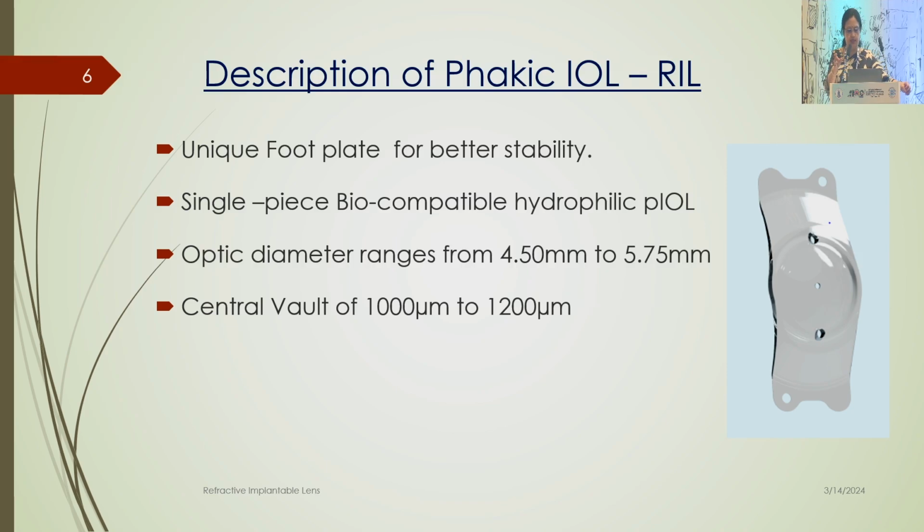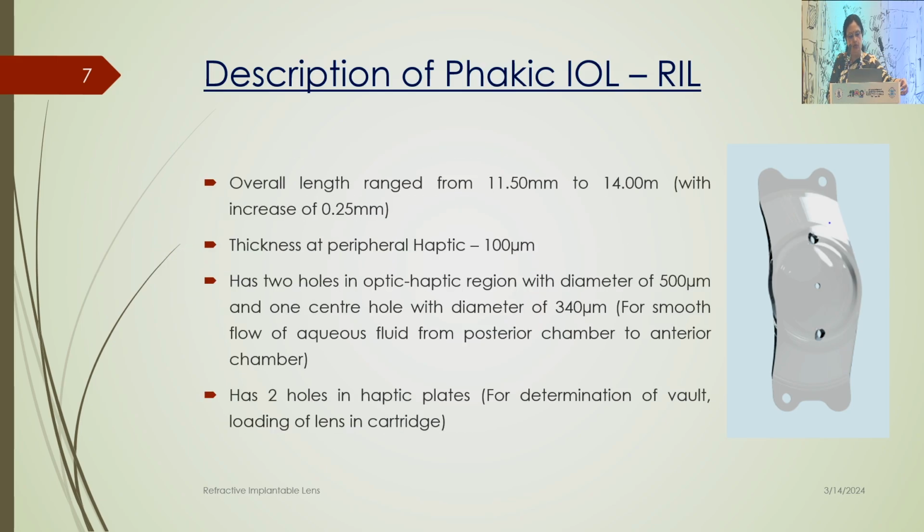I think most of the lenses form almost the same design, whether it is an ICL or IPCL or Biotech or RIL. Most of them have almost the same design. It only depends upon how accurate the power balances are and how good they are in preventing any pupillary block. Here the optic diameter ranges from 4.5 to 5.75 millimeters, and this central vaulting can even go up to sometimes between 1,000 to 1,200 microns. And overall length is between 11.5 to 14 millimeters, depending upon how high the myopia is.